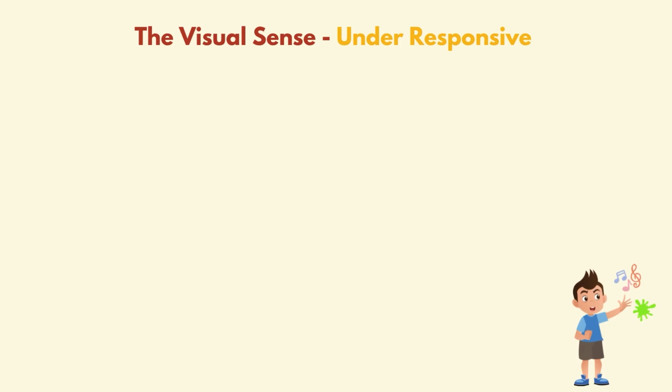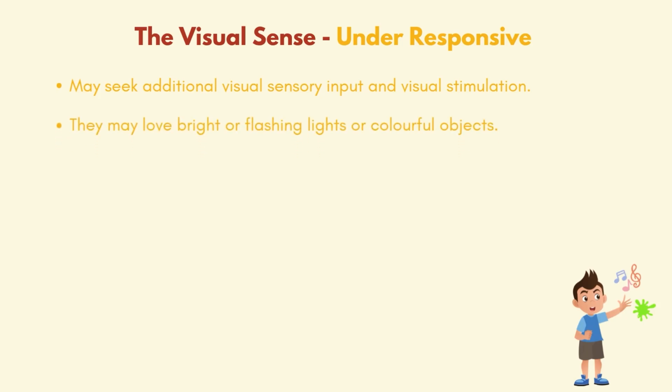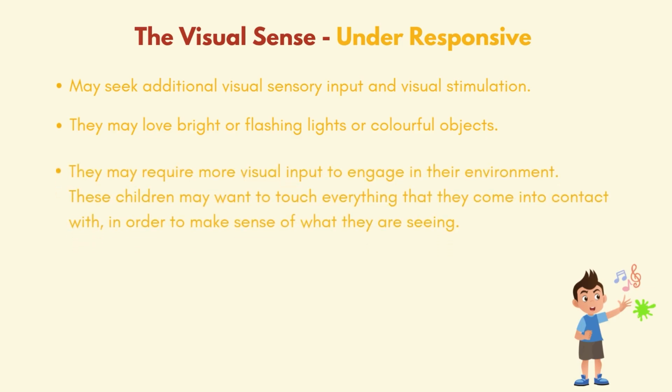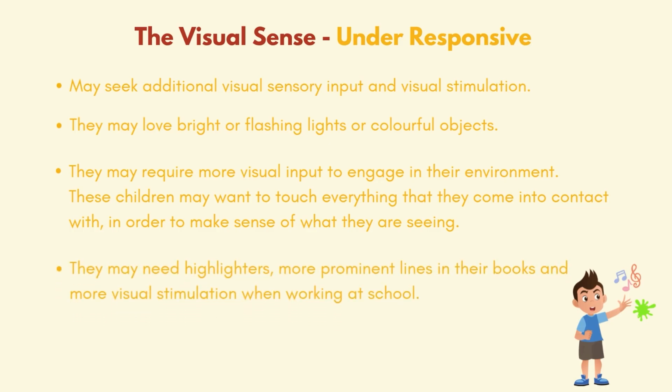Under-responsive. Under-responsive children may seek additional visual sensory input and visual stimulation. They may love bright or flashing lights or colourful objects. They may require more visual input to engage in their environment. These children may want to touch everything that they come into contact with in order to make sense of what they are seeing. They may need highlighters, more prominent lines in their books, and more visual stimulation when working at school.